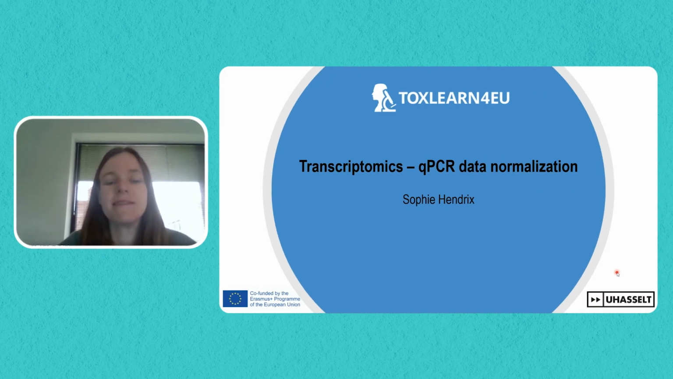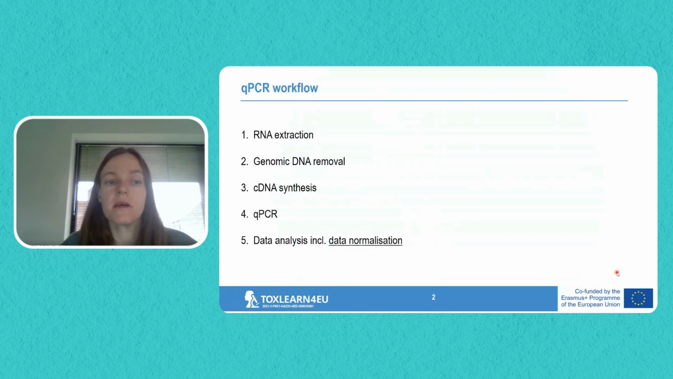Hello, everyone. In today's lecture, we will cover another aspect of real-time PCR analysis, and this is the normalization of the obtained data. So to briefly summarize again, the qPCR workflow looks as follows. First, you will perform an RNA extraction, then you will remove any residual genomic DNA. You will then generate cDNA from the messenger RNA through a process called reverse transcription.